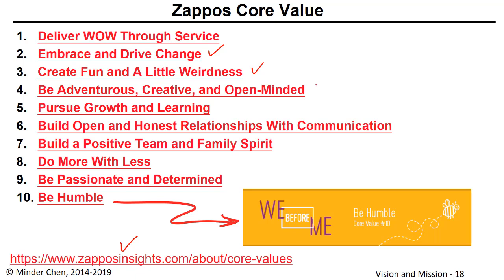Number 4, be adventurous, creative, and open-minded. Number 5, pursue growth and learning. Number 6, build open and honest relationships with communication. This includes both internal and external communication. Number 7, build a positive team and family spirit. I know they have family days, and so all the family are invited to participate in this corporate event. Number 9, do more with less, which means try to save money if at all possible.